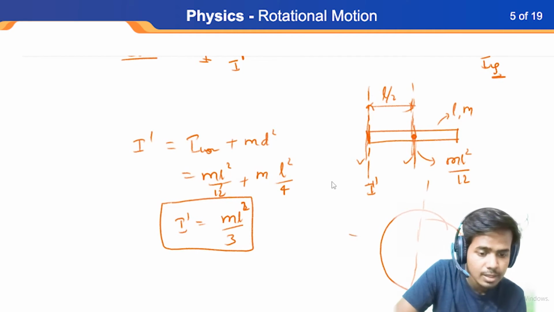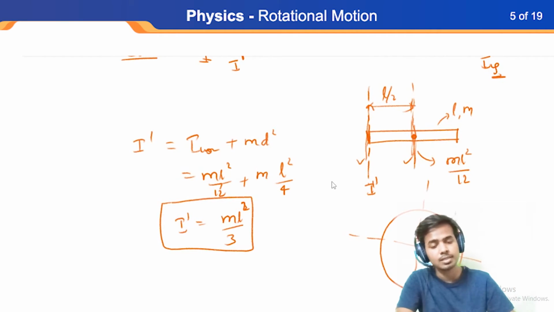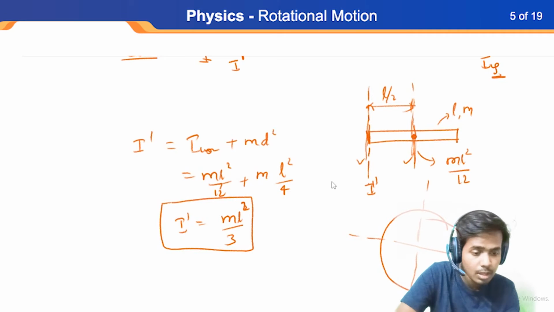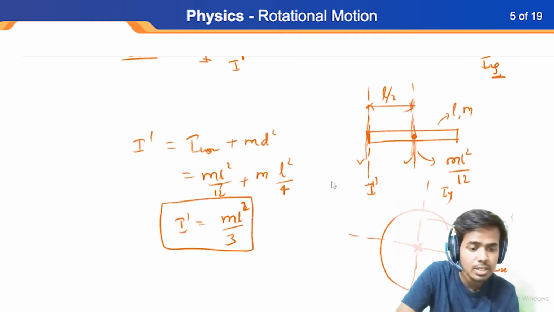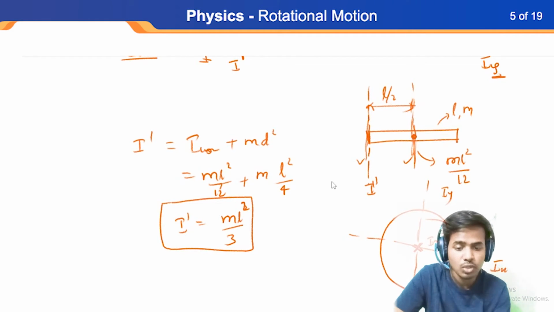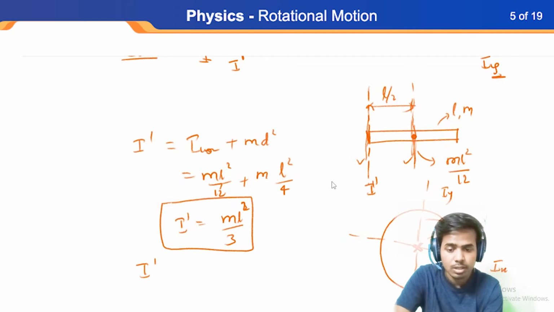Then what we do is we imagine another axis which is actually the same as the previous one, which is the diameter. This is Ix and this is Iy, and of course you know the moment of inertia Iz, going inside the plane, which is mr square for the ring. Then Ix plus Iy should be equal to mr square.